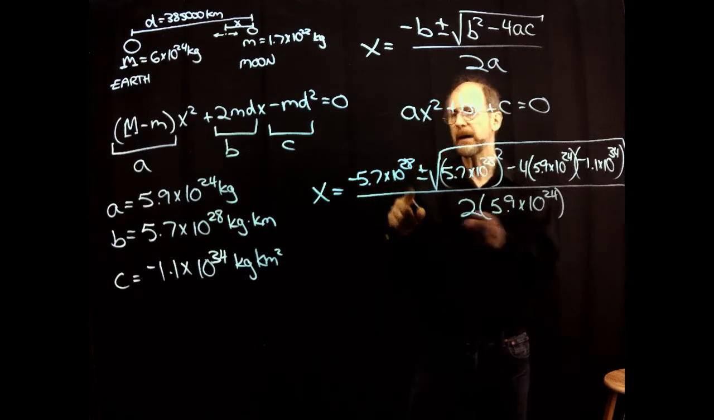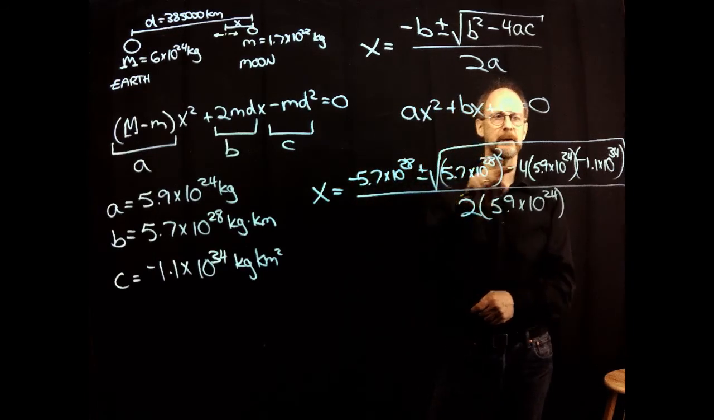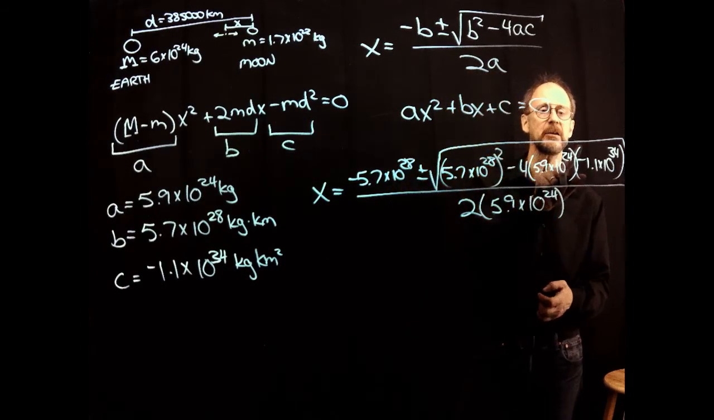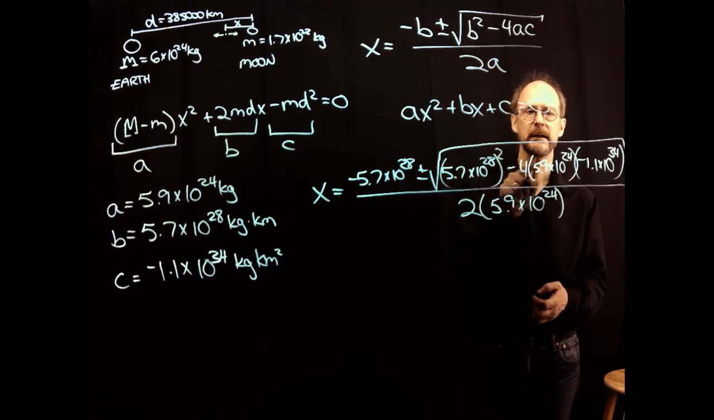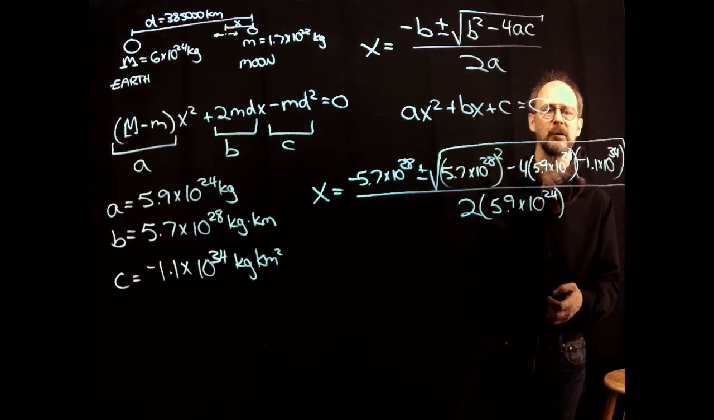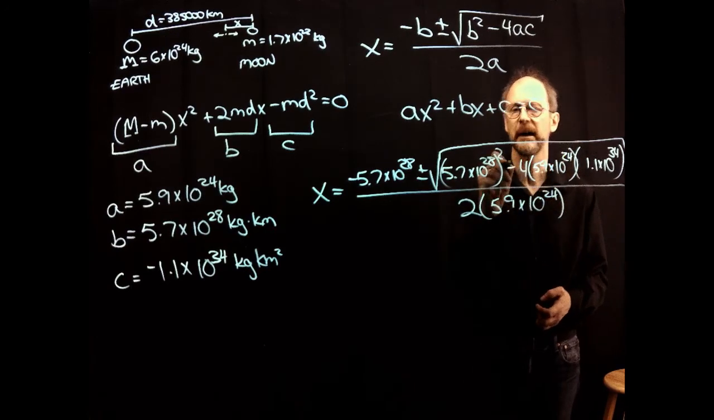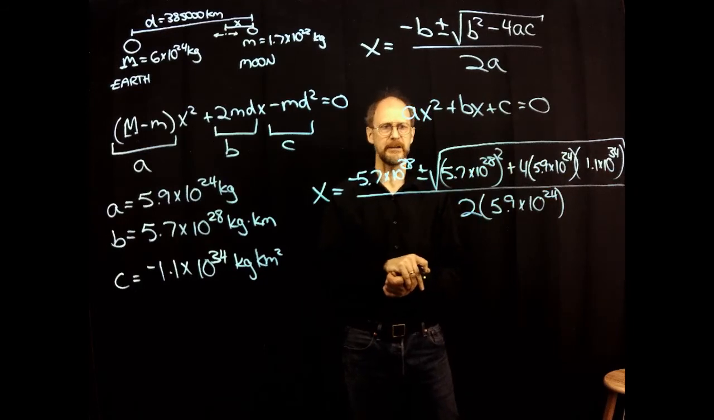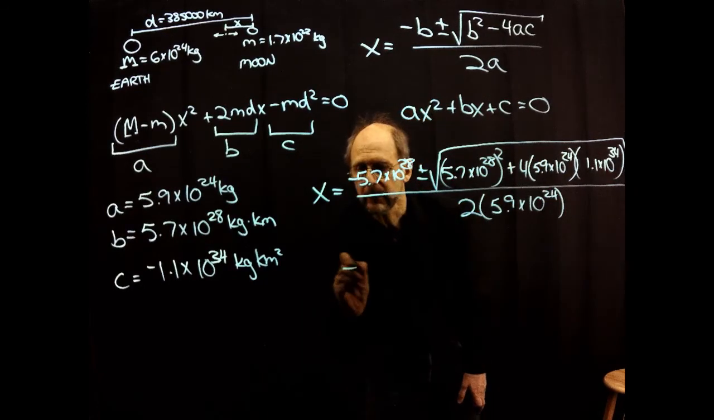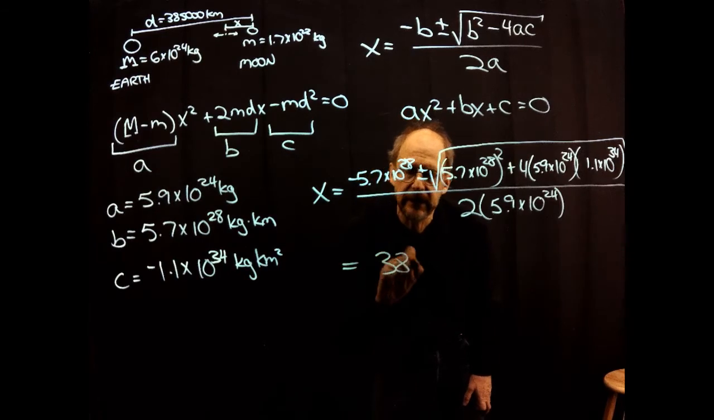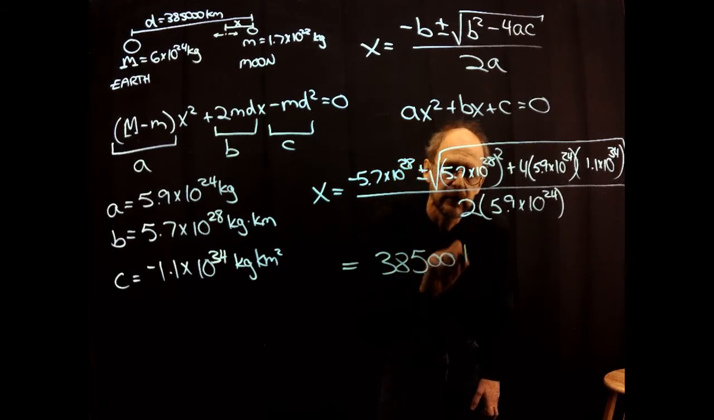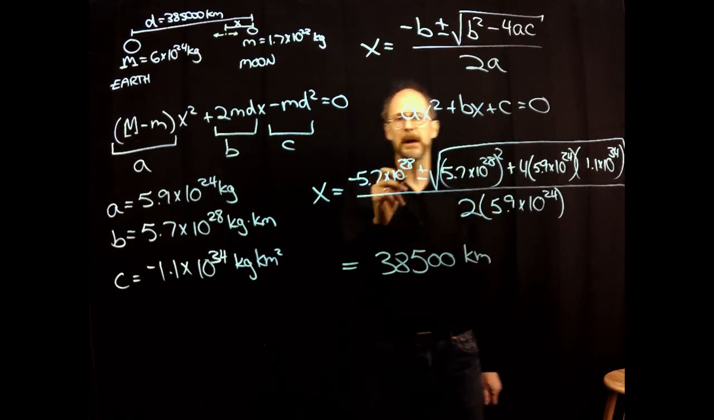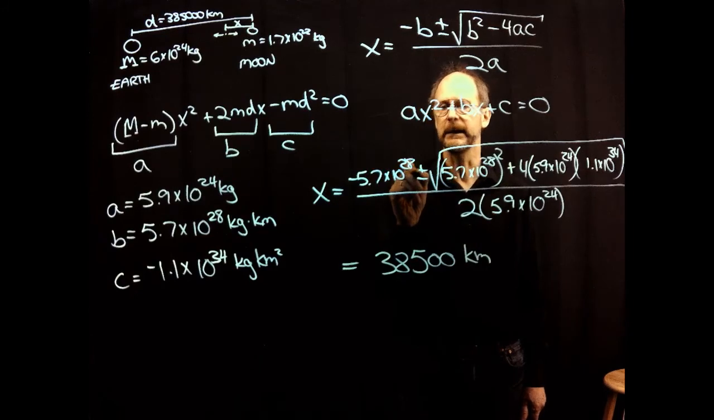The things to worry about are punching in the scientific notation correctly on the calculator and being careful with the minus sign. In fact, it might even be easier to say, well, I'm subtracting a negative number, so I'm going to get rid of that minus sign and just say I'm adding. That's just one less thing to mess up when you punch it into the calculator. When you do that, you get 38,500 kilometers as x.